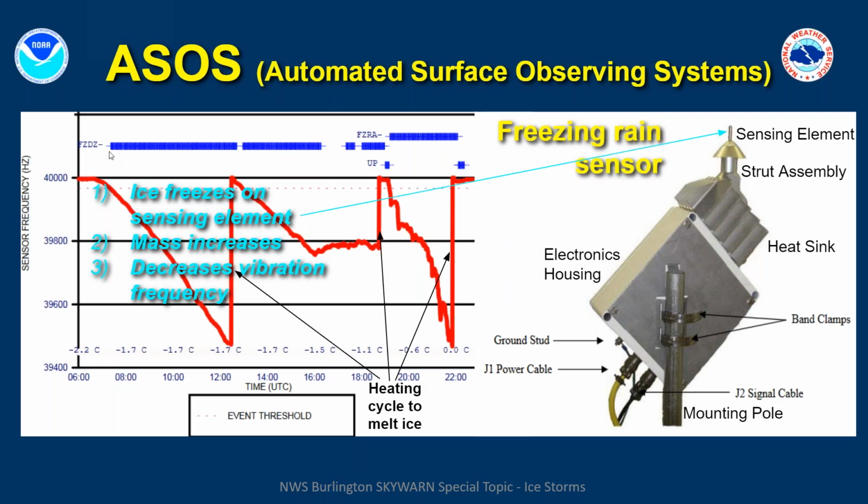of what happened for a particular event where you can see on the top reports of freezing drizzle as the weather type starting just before 8 a.m. And that translates into a decreasing frequency over time. And so there's an equation that is used, basically it's programmed into the ASOS.